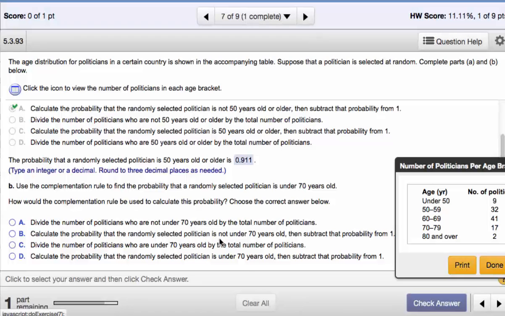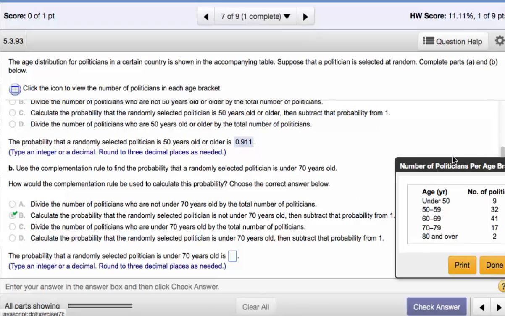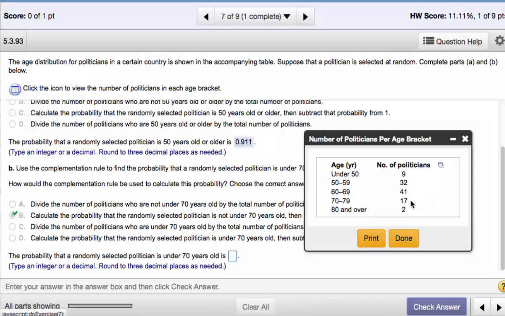Calculate the probability that a randomly selected politician is not under 70 years old, then subtract from 1. And then they want us to do that. So we're going to do 1 minus. See, the point is it's less work, right? This one is hardly a difference, but the first one we saw was less work. Adding up a small number of numbers is easier than adding up a big long list of numbers. So often the complement is a faster way to go, by going indirectly. So we want 19 out of 101, and then 1 minus that.